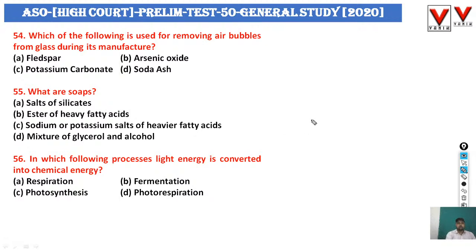Question 54. Which of the following is used for removing air bubbles from glass during its manufacture? It is arsenic oxide. Arsenic oxide is used for removing gas bubbles or air bubbles during manufacturing. So the answer is option B. Not soda ash, potassium carbonate, or feldspar. These are of no use. Answer is option D.